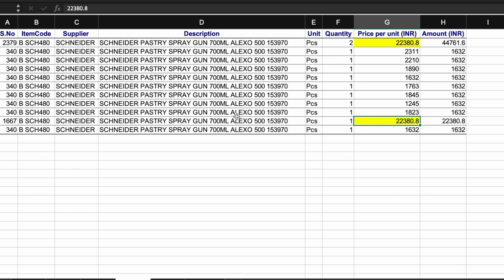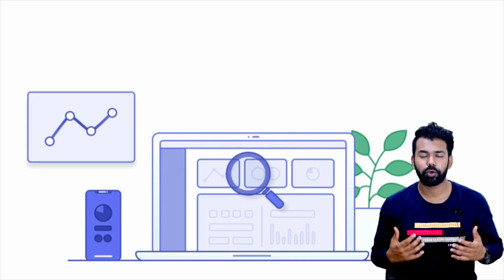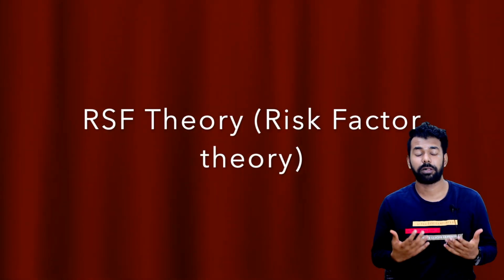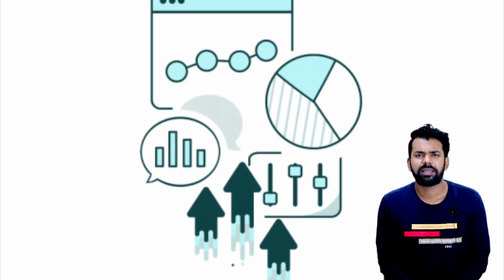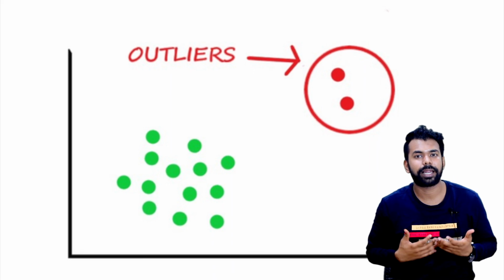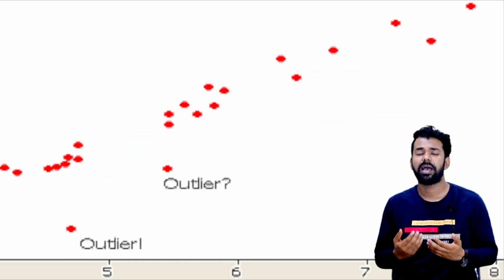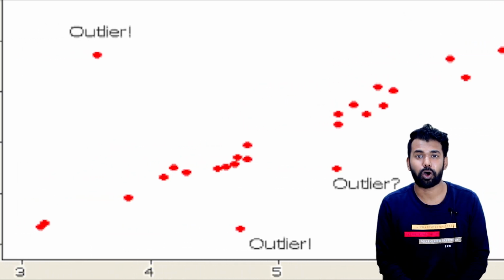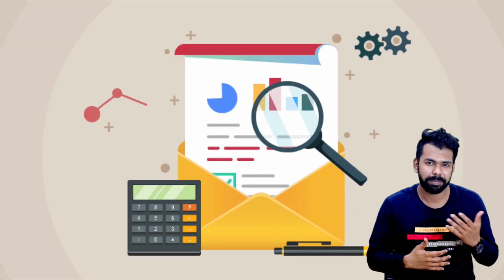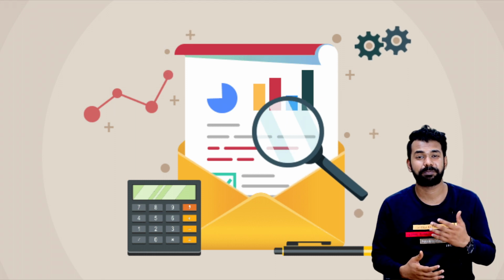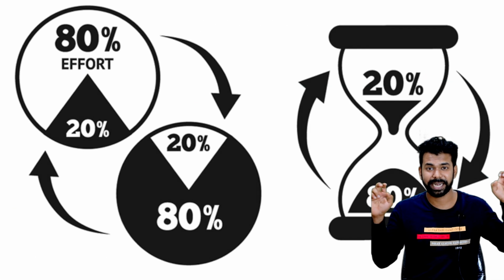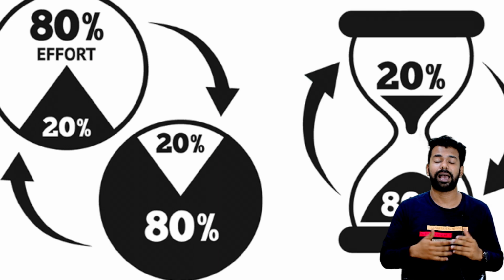So that's it, guys. I have listed few more data analytics, advanced audit techniques, and business analysis techniques in the description box below, like the RSF theory, also known as the risk factor theory. This method helps you to find out the outliers in the data. It is like the ledger scrutiny done effectively and efficiently in a very large set of data very quickly, and it also helps you to analyze and find out apparent mistakes very fast and zero down on suspicious transactions. We have also listed Pareto analysis method, that is how to apply the 80-20 rule in data analysis and how to read and interpret the data.